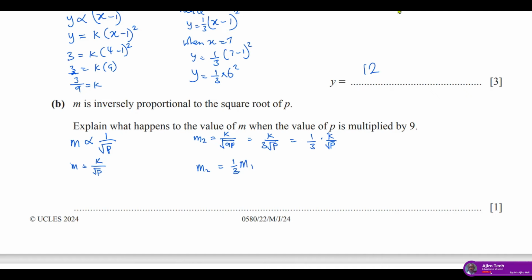So if that happens, the value of m reduces to 1/3 of the original value of m.